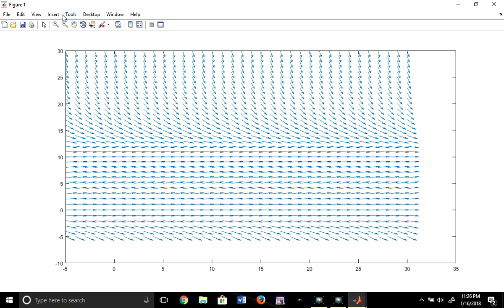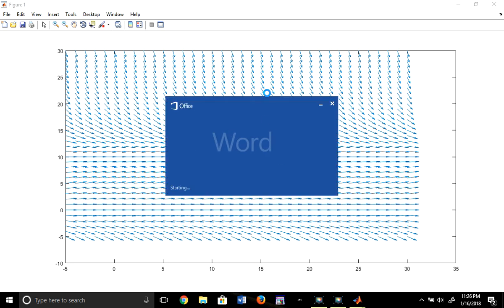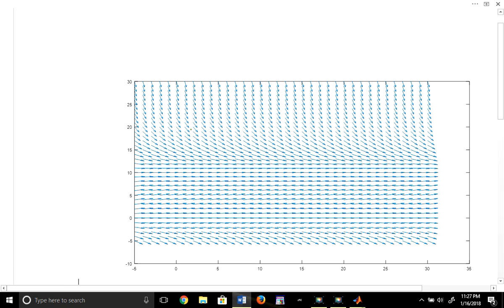So I can actually copy and paste this. If I go edit and copy figure, and we put this in a Word program, like this here. So we have this in Word, and let's say we started at an initial value here of around 3 or so. What happens if I follow the arrows? You get the solution curve here. So the arrows point you where to go, and eventually you end up close to the equilibrium.